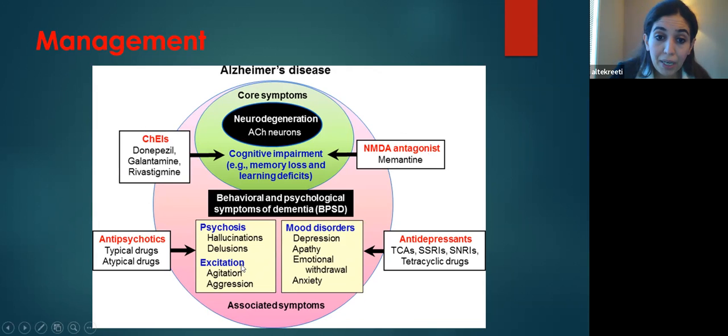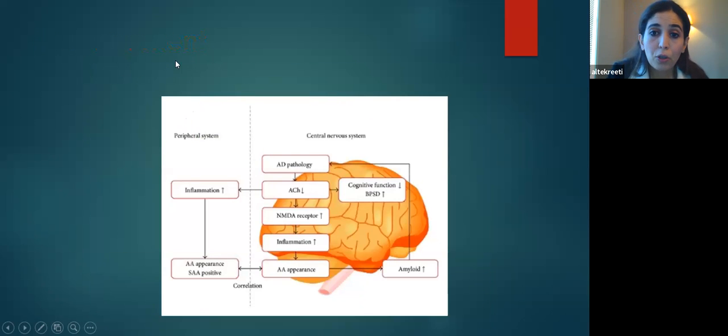And we have many drugs, which play minor roles, to manage hallucination, delusion, and agitation. So we're going to use antipsychotics, typical and atypical drugs. And if the patient suffers from depression, we're going to use a tricyclic antidepressant or an SSRI to treat the depressive symptoms of the patient. So about the management, why do we use this treatment?